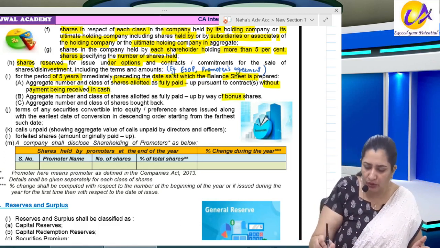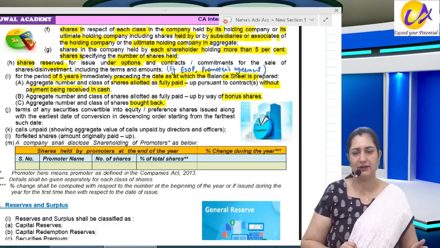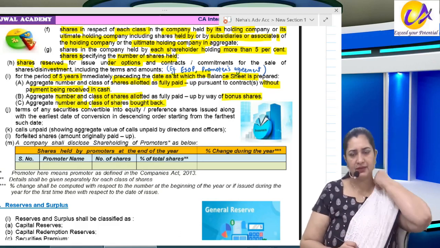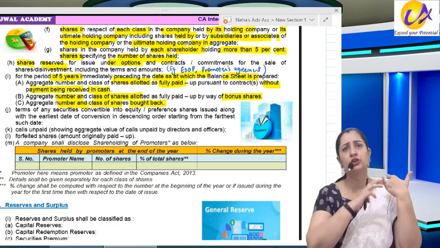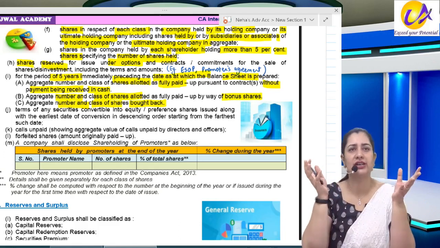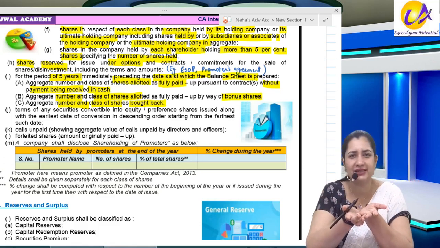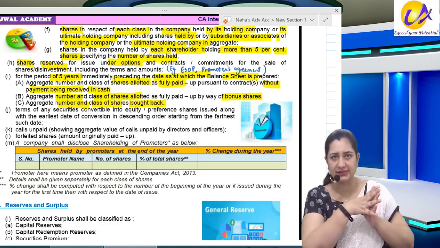Or have they given bonus shares in the last 5 years? Have they done buyback in the last 5 years? They have to give the number and the class of shares which have been done like that. So if the company has given bonus in the last 5 years, you know what bonus shares are, right? It is said that bonus shares are free shares. What free shares? They are not free shares. They are reserves of the company which they are converting into equity shares.